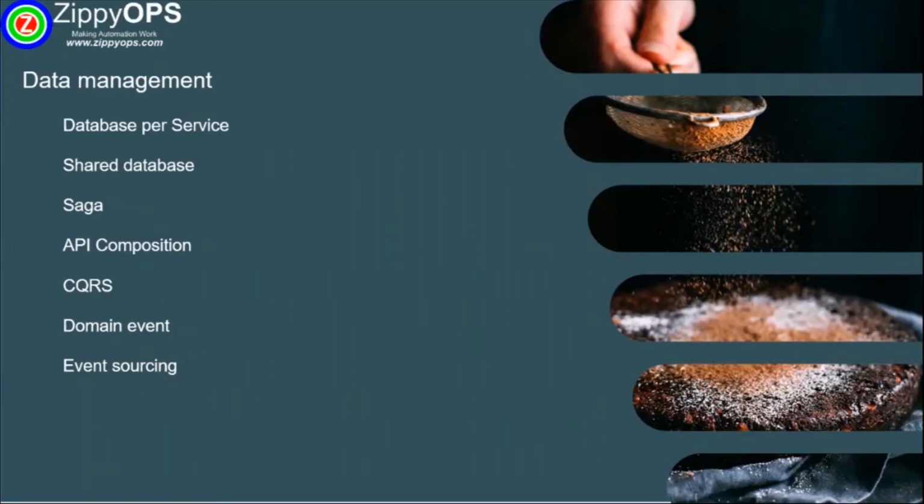In the database per service pattern, let me stick to the e-commerce platform. There itself we will talk about all the patterns. The first thing is called database per service. So for every service I will have an individual database. That's what I have shown in the diagram.